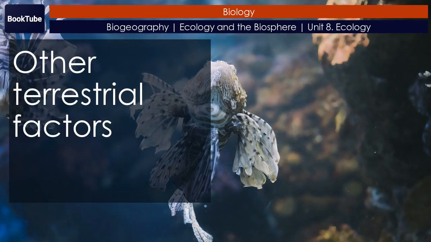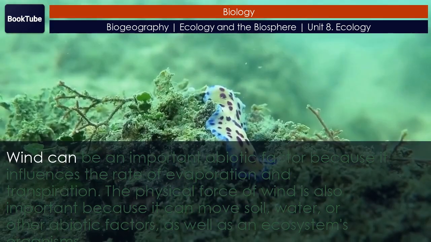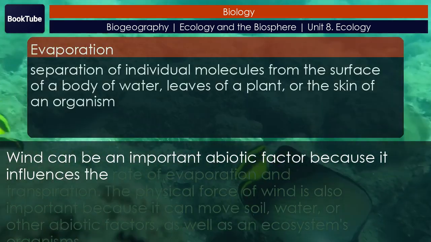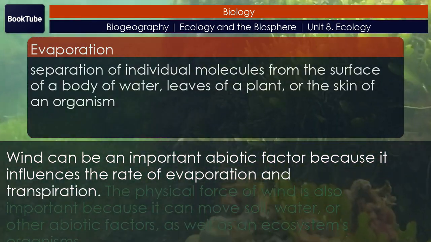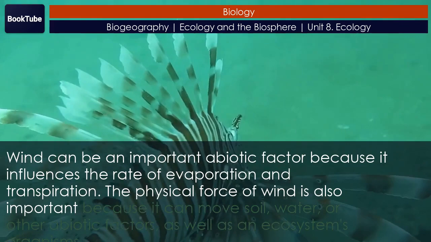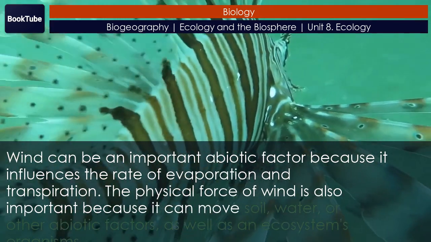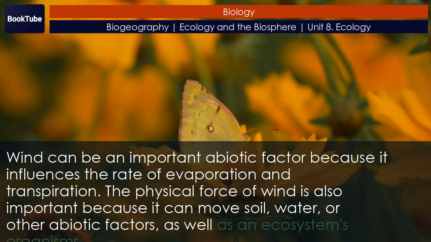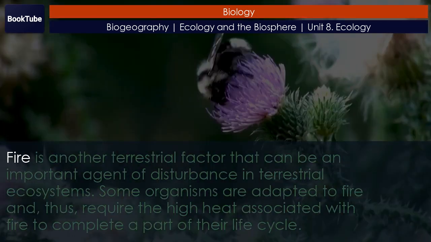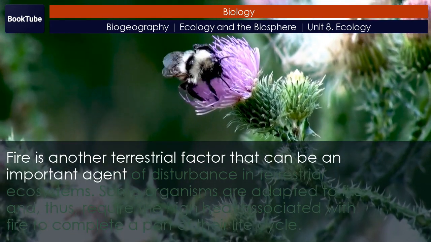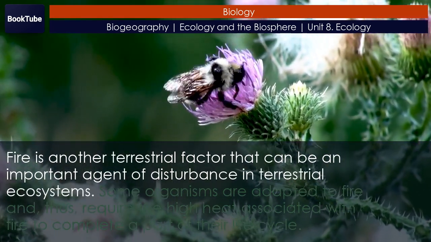Other terrestrial factors. Wind can be an important abiotic factor because it influences the rate of evaporation and transpiration. The physical force of wind is also important because it can move soil, water, or other abiotic factors, as well as an ecosystem's organisms. Fire is another terrestrial factor that can be an important agent of disturbance in terrestrial ecosystems.